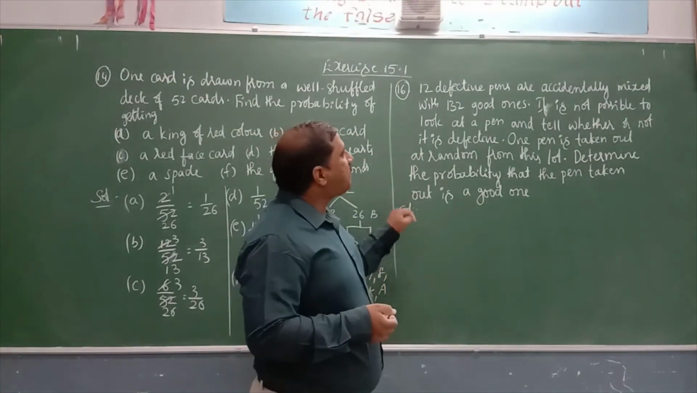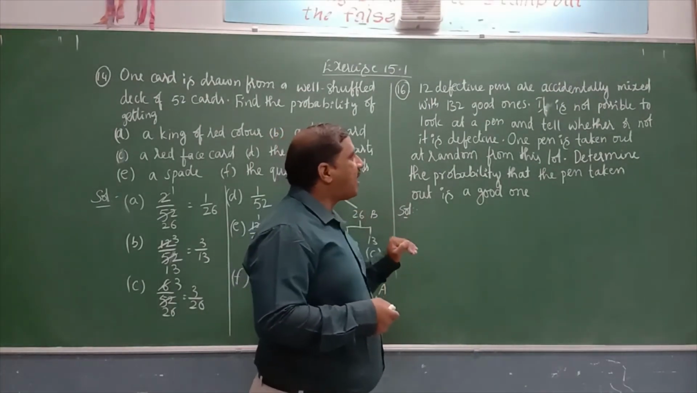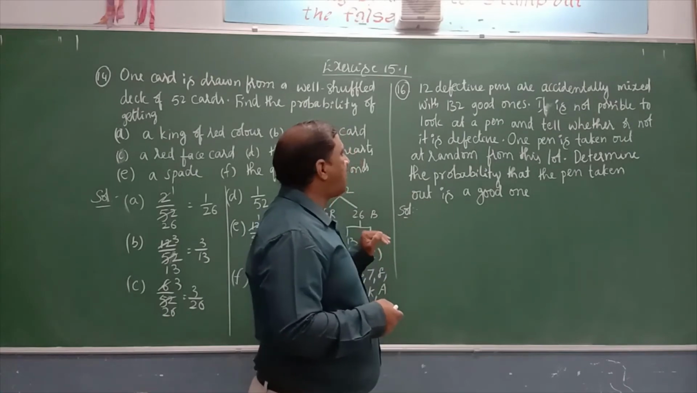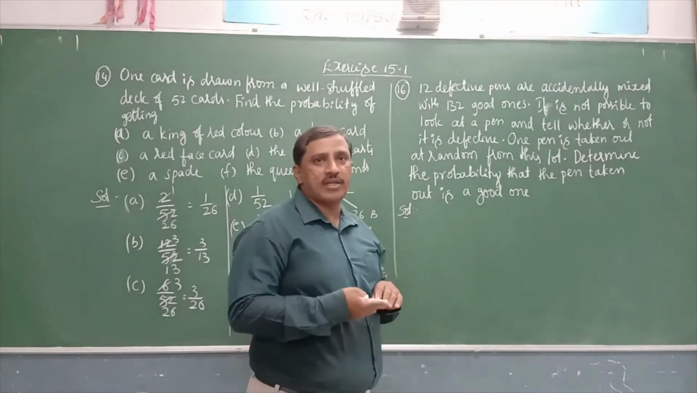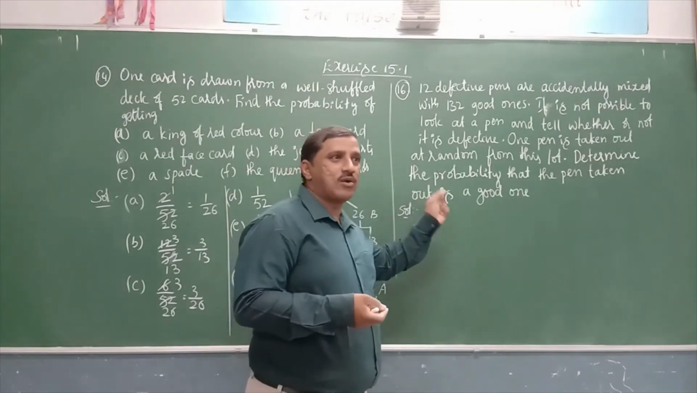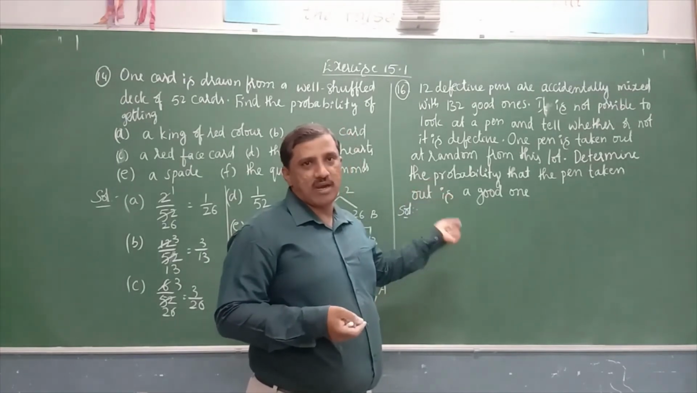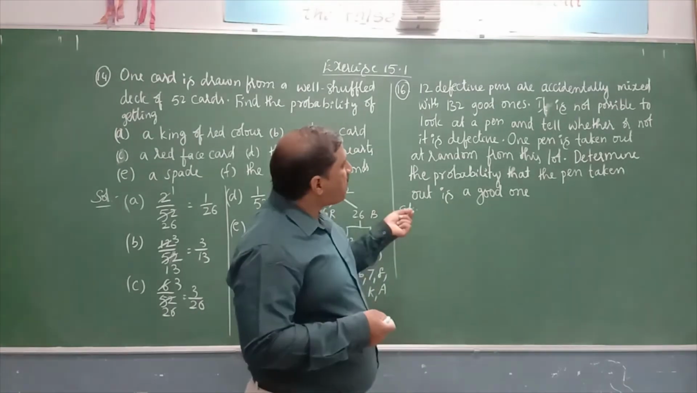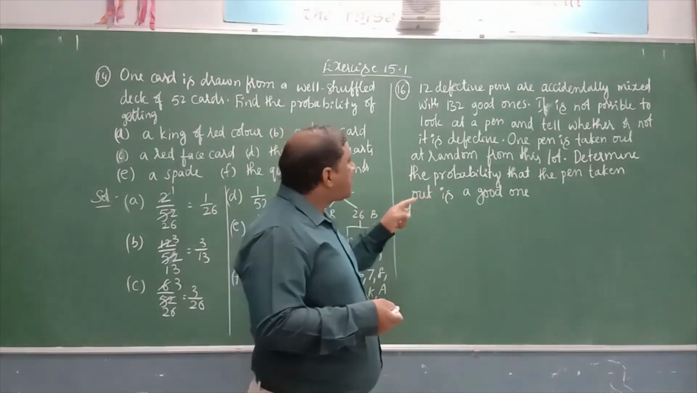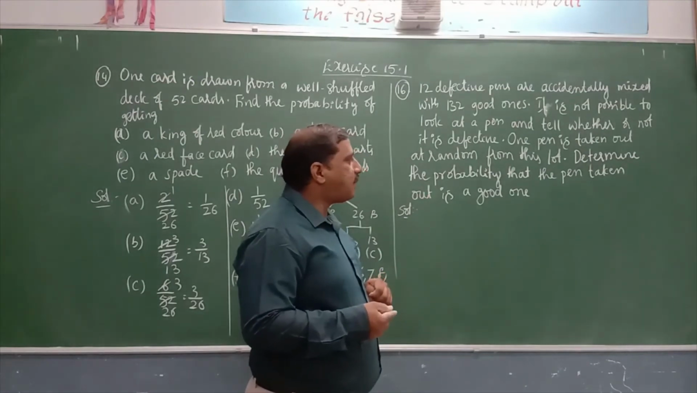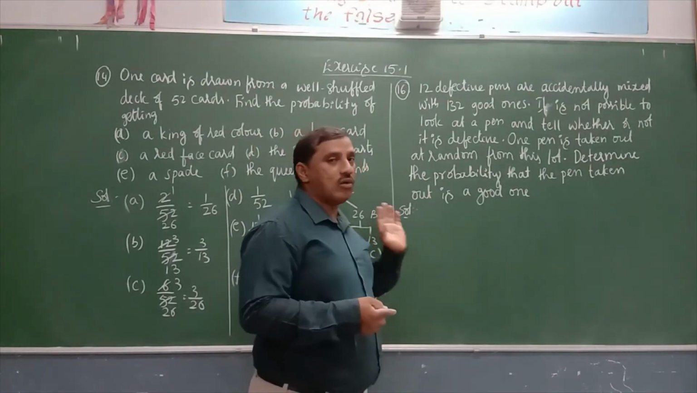It is not possible to look at a pen and tell whether it is defective. It is not possible to say by looking at the pens whether it is a good pen or a defective pen. One pen is taken out at random from this lot. Determine the probability that the pen taken out is a good one.